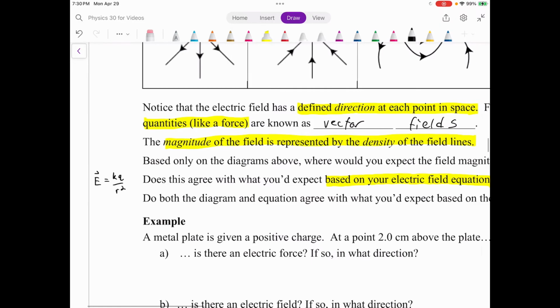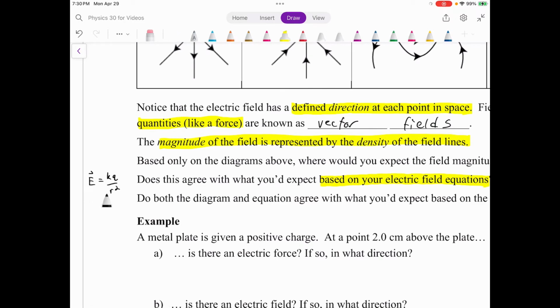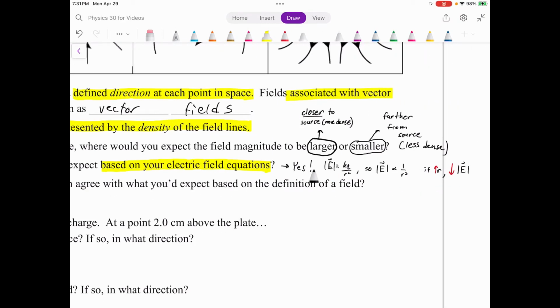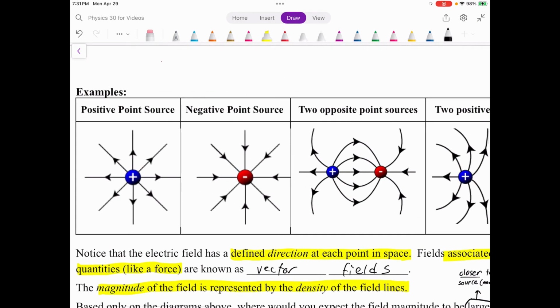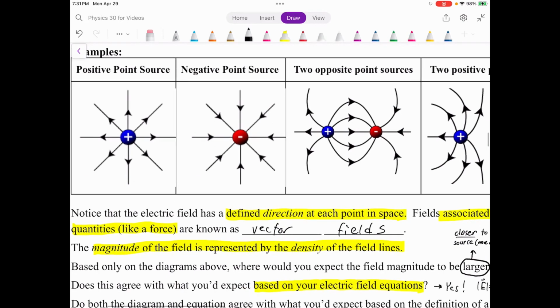And so does our electric field equation suggest that as we get further away, so as R gets larger, the electric field should get weaker? Yeah, right? We'd be dividing by a bigger and bigger answer. In fact, this is a good old inverse square relationship. So yeah, I'd say so, right? If the electric field is equal to kq over r squared, then the electric field magnitude is inversely proportional to the square of r. So if r goes up, electric field goes down, right? The further we get, the weaker it gets, just like the lines on the diagram indicate by being less dense out here than they are in here.